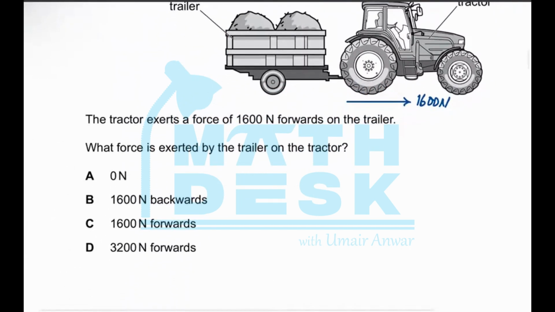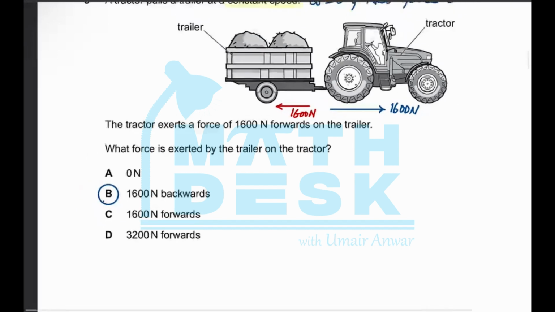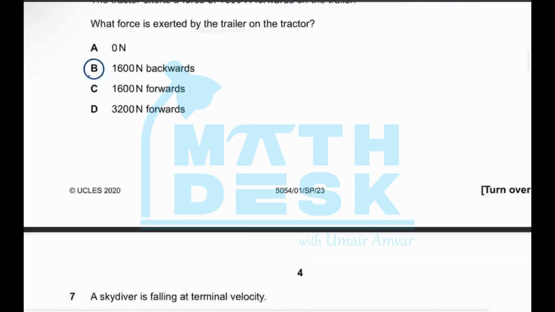So the force exerted by the trailer on the tractor would be the reaction of it, and the reaction force is always equal and in the opposite direction. So it should also be 1600 Newton. And from the given options, we can say that 1600 Newton backwards would be the best option here and the correct option. Okay, question number 7 says a skydiver is falling at terminal velocity.